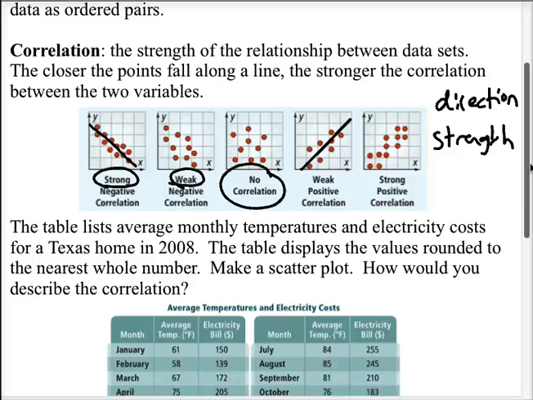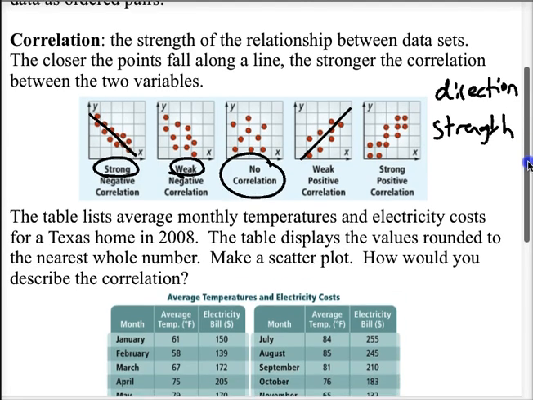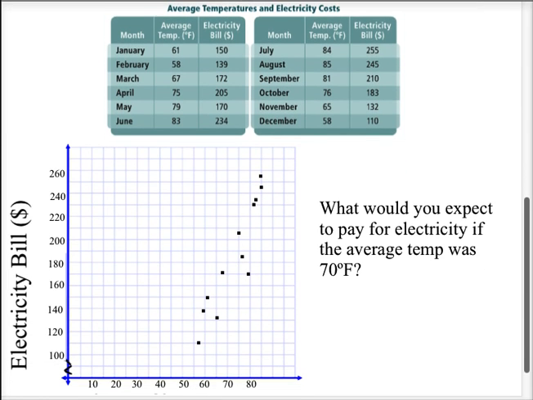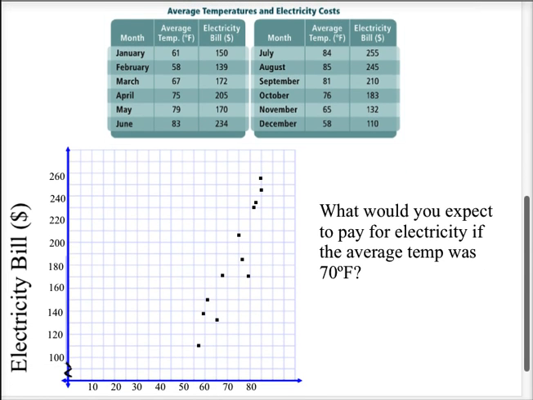So for our first example, the table lists the average monthly temperatures and electricity costs for a Texas home in 2008. The table displays the values rounded to the nearest whole number. Make a scatter plot. How would you describe the correlation? All right, so what I've done here is I've already plotted it, so you don't have to sit here and just watch me plot the points.